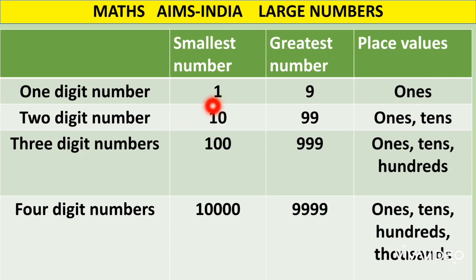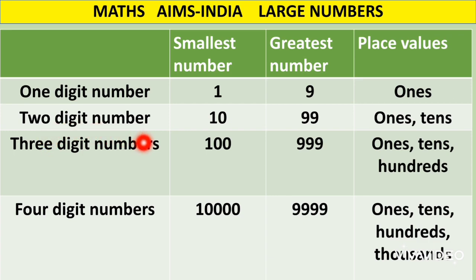Smallest one digit number is 1, because all the one digit numbers start from 1, and where do they end? The one digit numbers end at 9. Yes or no children? The one digit numbers end at 9. So 9 becomes the greatest one digit number. And what about the place values? We have only one place value, which is ones place.